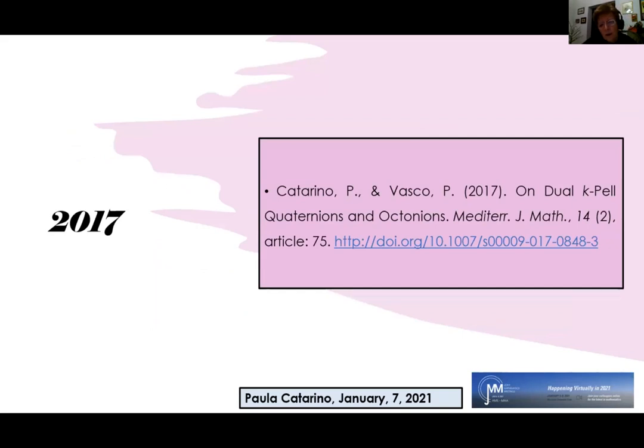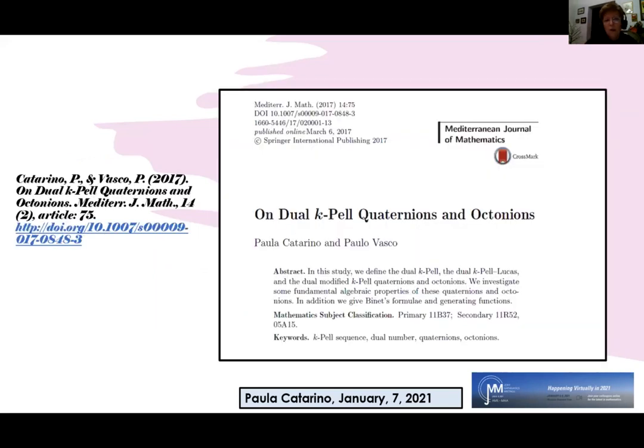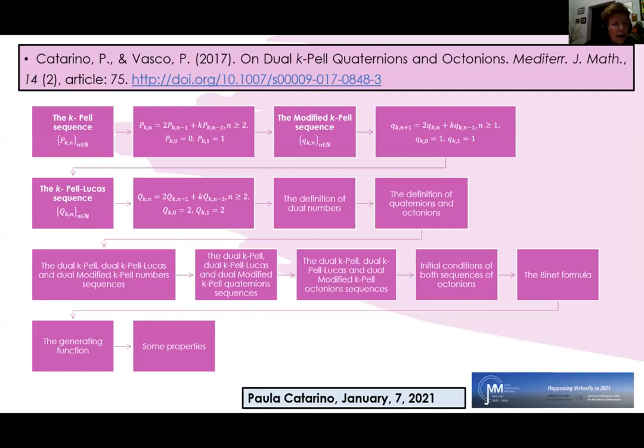In 2017, I and one colleague of my university decided to join the definition of dual numbers and consider a new sequence using the dual numbers. And we have here the sequence of dual kappa-Pell quaternions and octonions. We have also studied some properties, the generating functions, the linear formula and some identities of this sequence, now using the dual part.